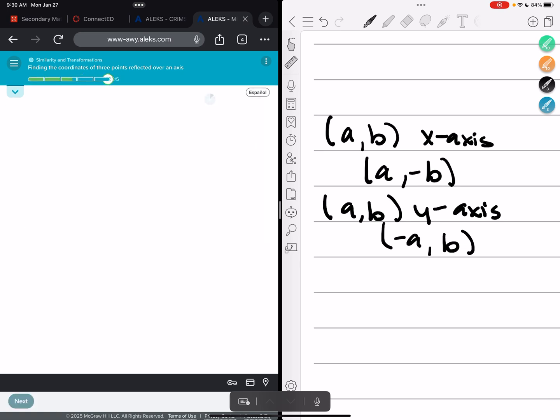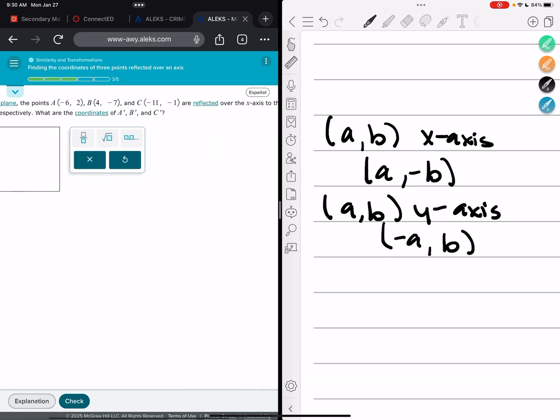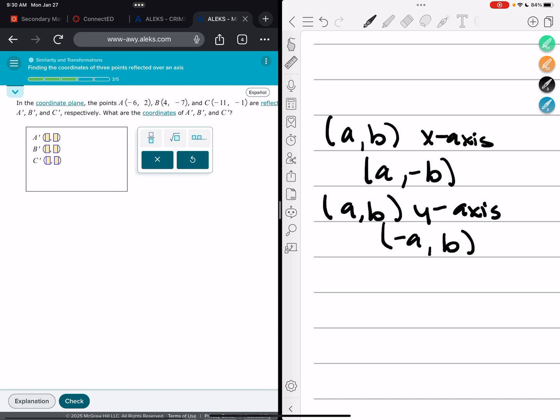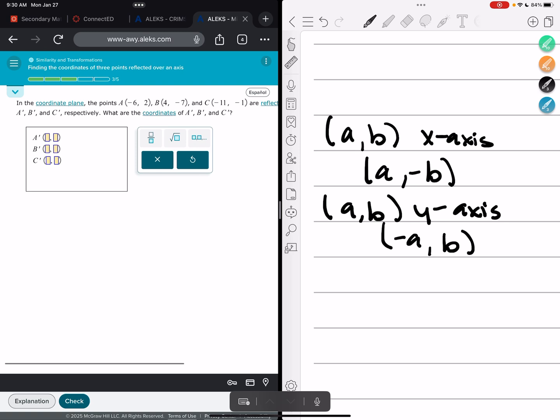This last one, it's telling us that we have the 3 points and it's reflected over the x-axis. This time, it means my x stays the same, so I'm going to keep the negative 6 with A, but my 2 becomes its opposite, which is negative 2. B, my x stays the same at 4. My y becomes its opposite, so instead of negative 7, I got 7. C prime, then my negative 11 stays the same. However, my negative 1 becomes the opposite of 1, which we can check.